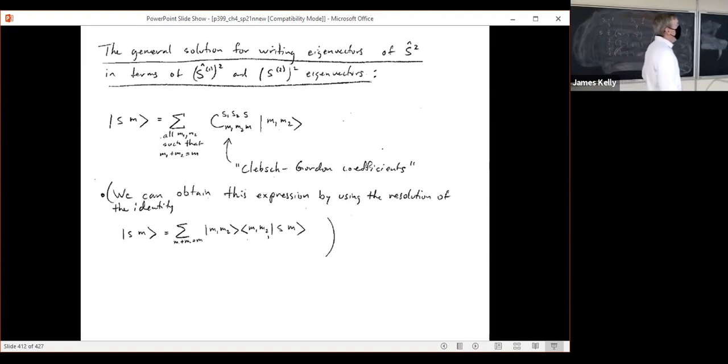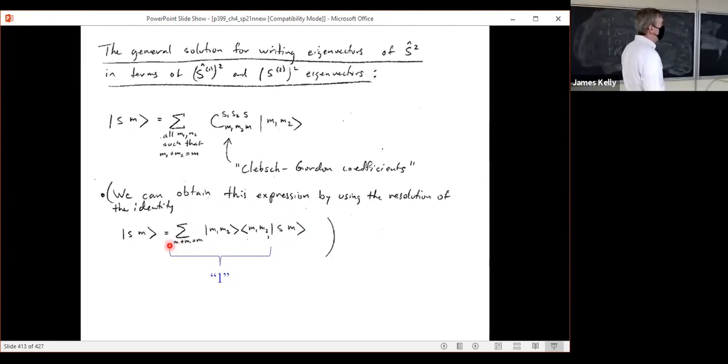One way to get those Clebsch-Gordan coefficients, or to see how to do them, is to first write |S m> equals |S m>. That's kind of a trivial identity. Forget about this stuff out in front here. What I've written out in front, the sum over all of these states such that M1 plus M2 equals M, is one way of writing the resolution of the identity. So this thing out in front is the identity operator. I'm just writing it as 1 there.